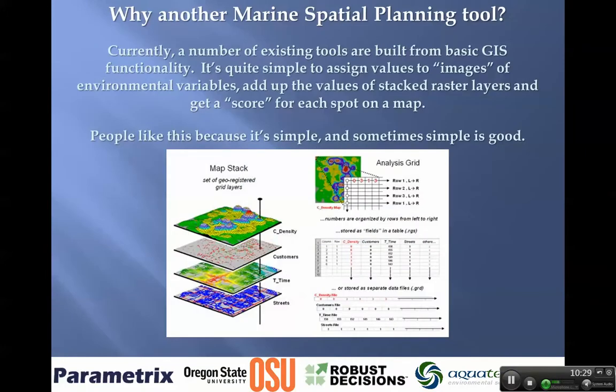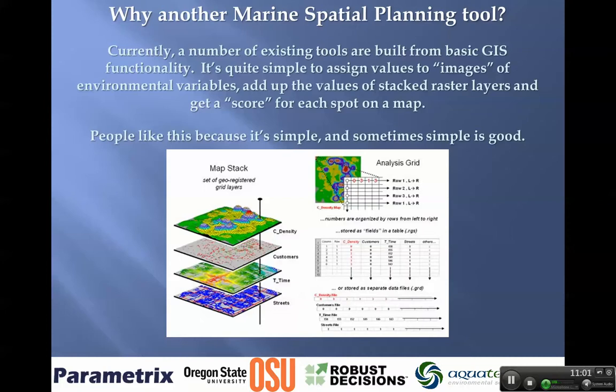Okay, so now the question is, why another marine spatial planning tool? And I think you can see where this is going, is that basic GIS functionality is wonderful. You can do incredible stuff with it, and especially in the case where you have very uniform, very dense data sets, you can do amazing things with it, like the map stack that you see on the left. The problem comes in when you start to have sparse, patchy, and uncertain data, and you try to do some sort of analysis with that data.